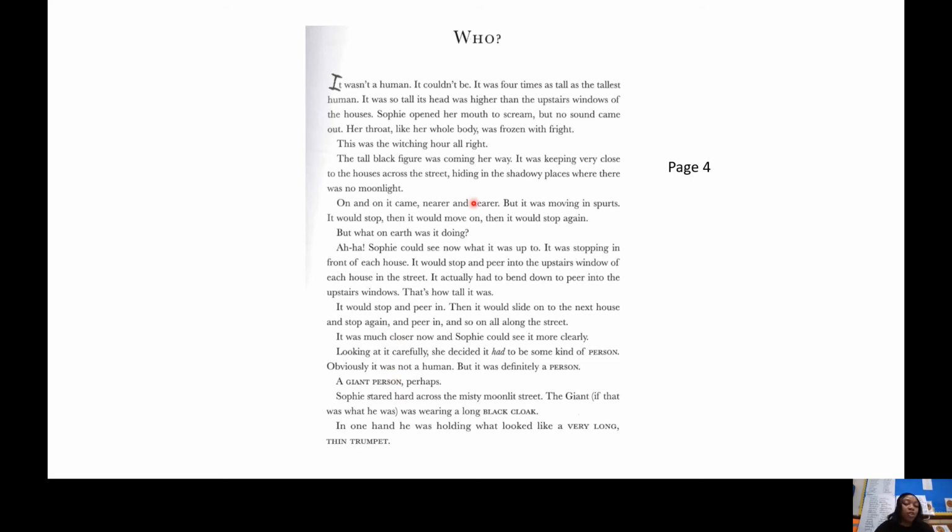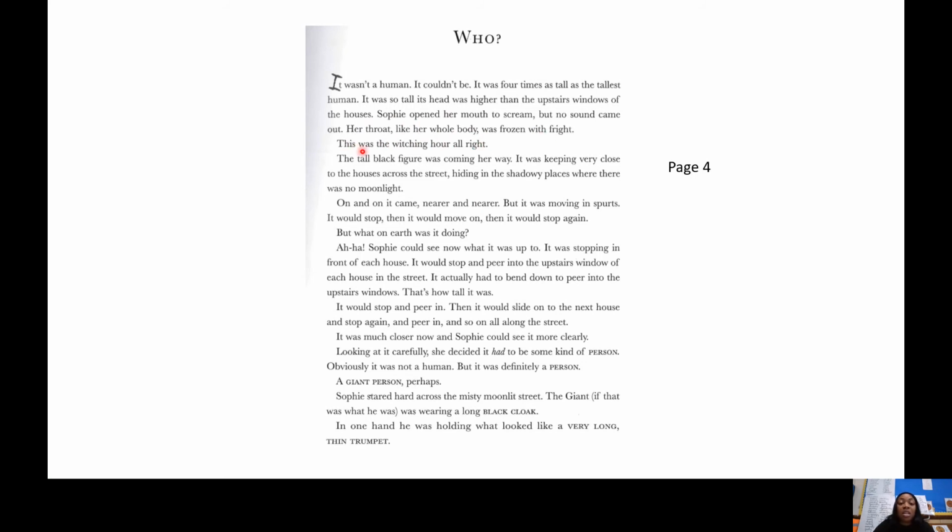This is chapter 2 of the BFG, and this chapter is called Who? It wasn't human, it couldn't be. It was 4 times as tall as the tallest human. It was so tall, its head was higher than the upstairs window of the houses. Read this next bit together. Sophie opened her mouth to scream, but no sound came out. Her throat, like her whole body, was frozen with fright.